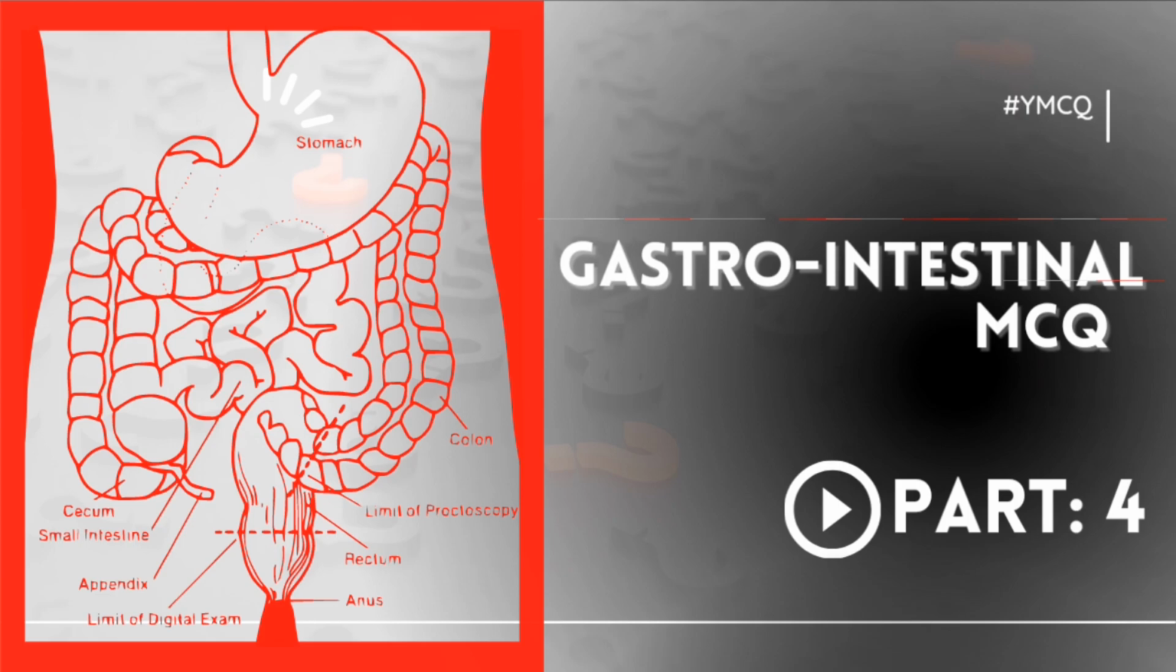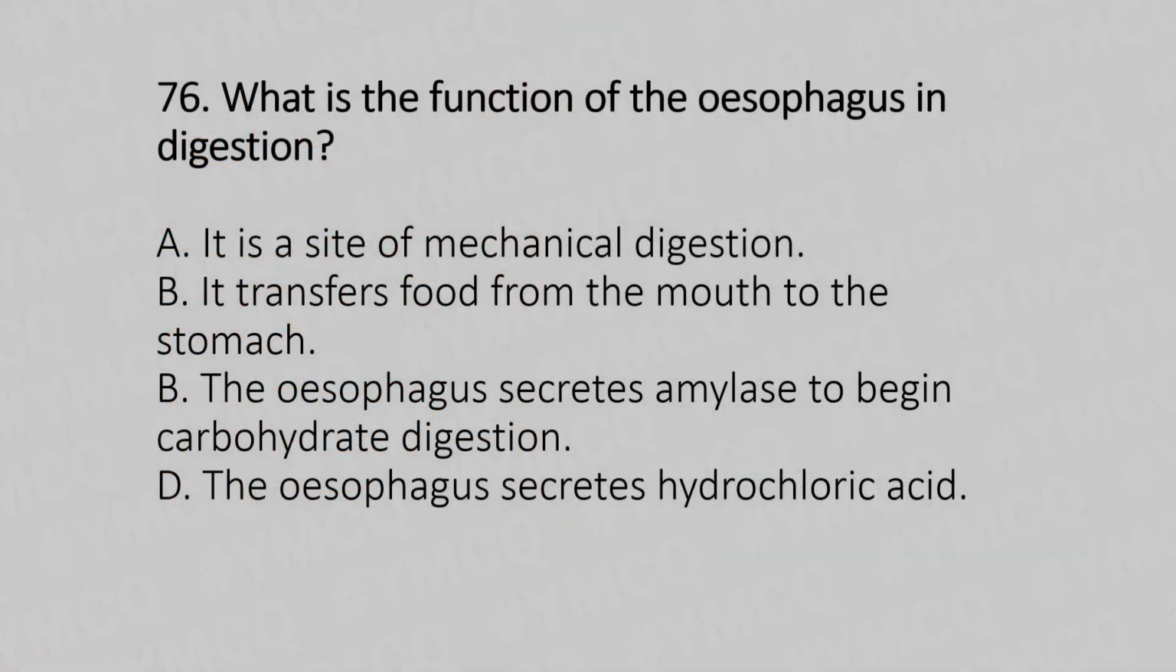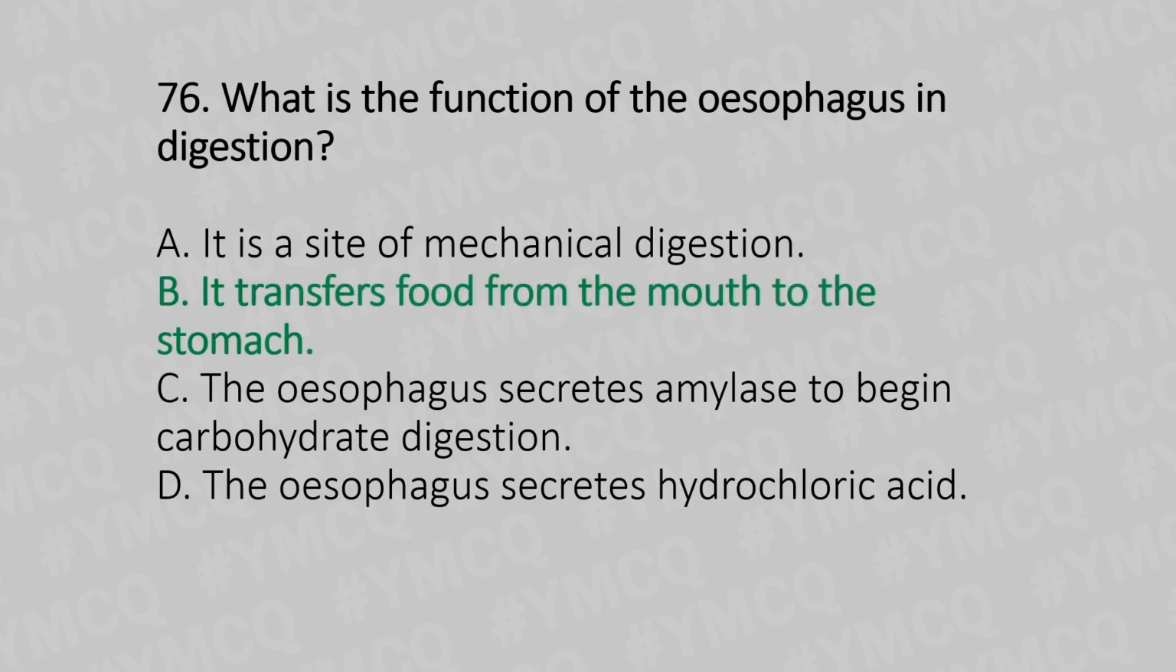Now let's move to our question number 76. What is the function of the esophagus in digestion? Option A. It is a site of mechanical digestion. Option B. It transfers food from the mouth to the stomach. Option C. The esophagus secretes amylase to begin the carbohydrate digestion. Option D. The esophagus secretes hydrochloric acid. And the answer is Option B. It transfers food from mouth to the stomach.